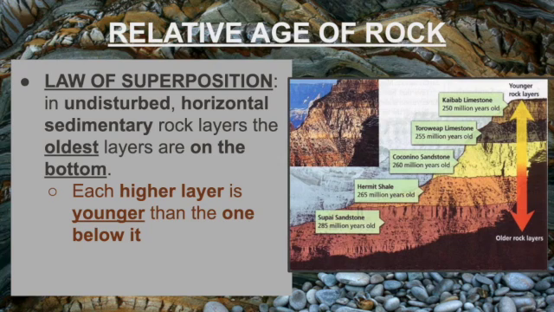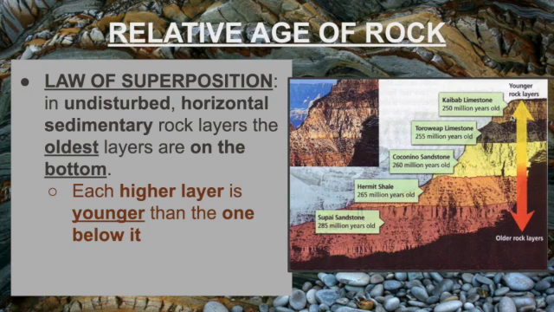So in the law of superposition, what is understood is that for horizontal rocks, especially sedimentary rocks, the law is that the oldest layers are on the bottom, and each layer above it is going to be younger. So each higher layer is younger than the one below it. When you look at the picture to the right, the Grand Canyon, the oldest rocks are down at the bottom, and then younger, and then younger, and then younger.